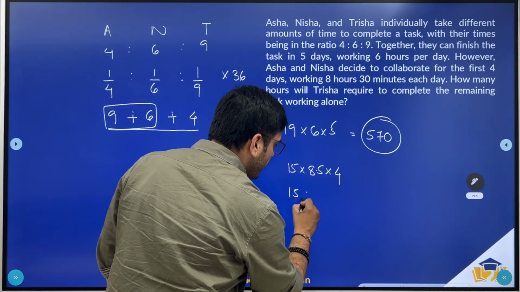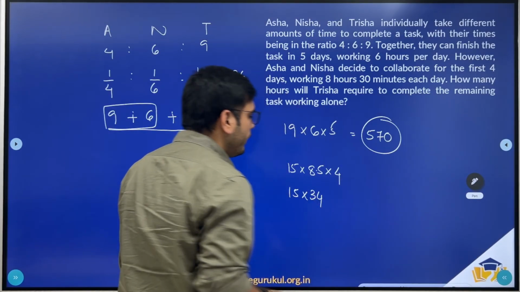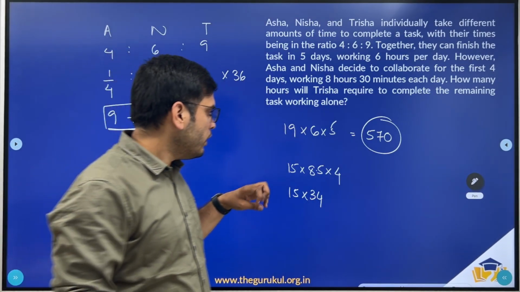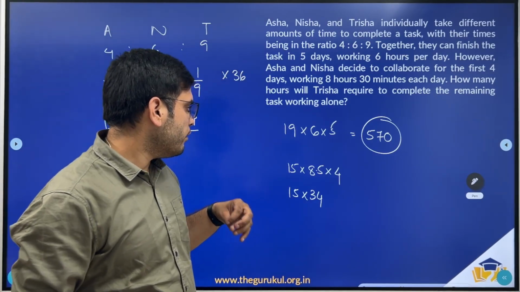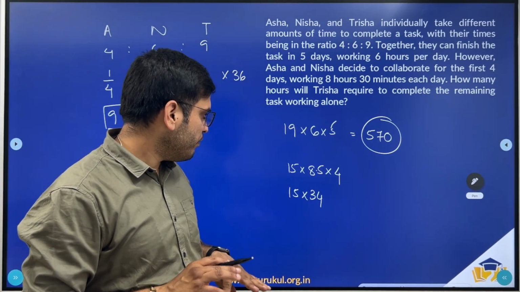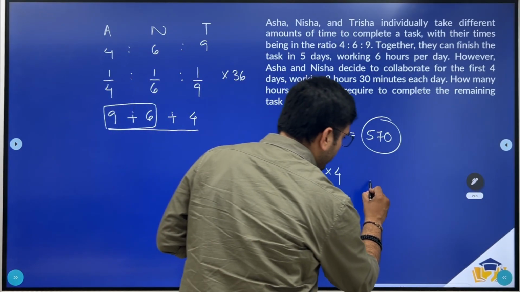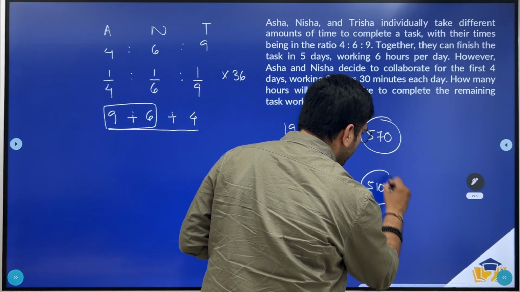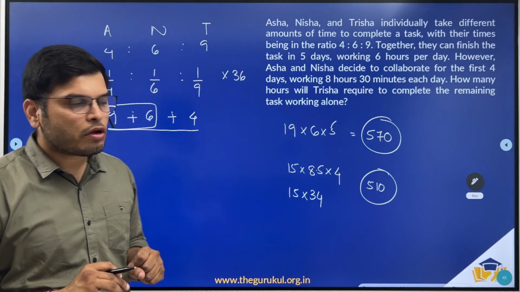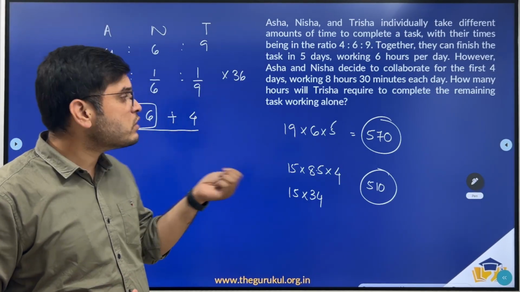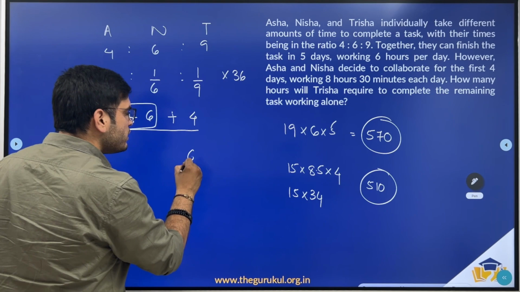So 15 into 34, right? Now 10 into 34 is 340 and 5 into 34 is 170. 340 plus 170, 510. So they will be completing a total of 510 units of work in those 4 days. So we are left with 60 more units.